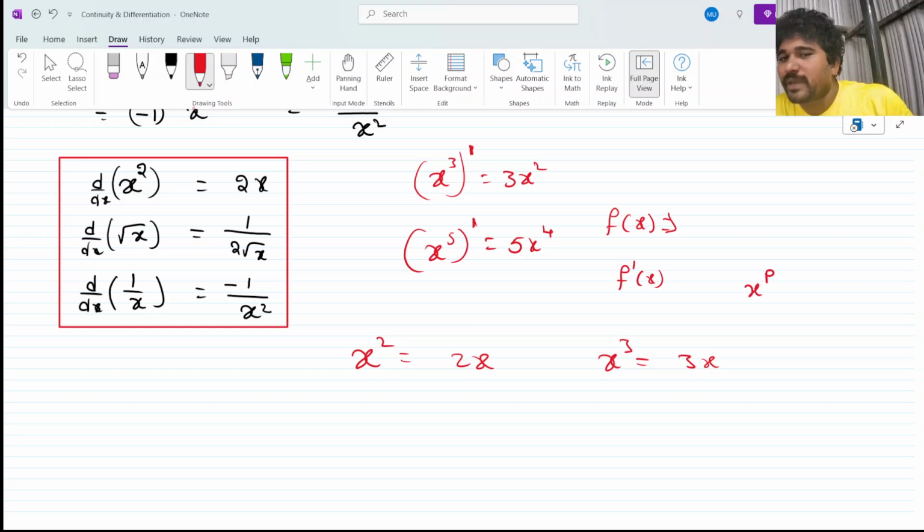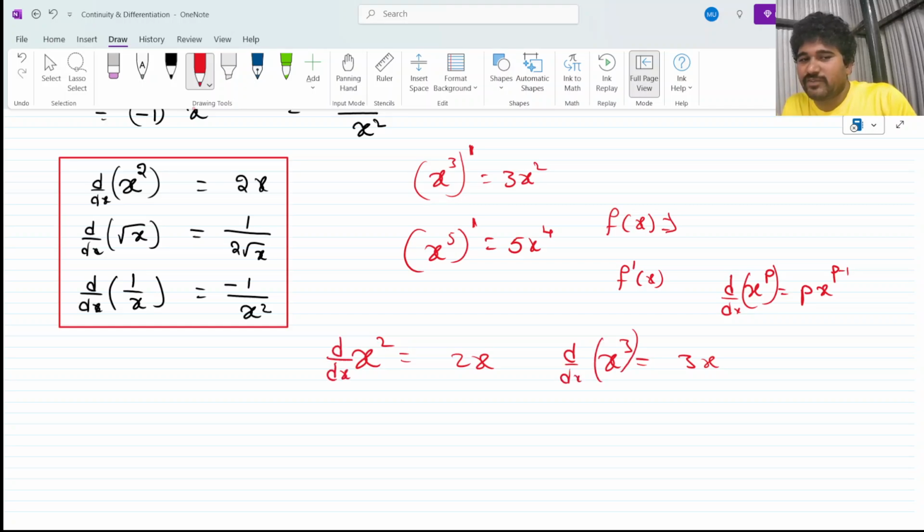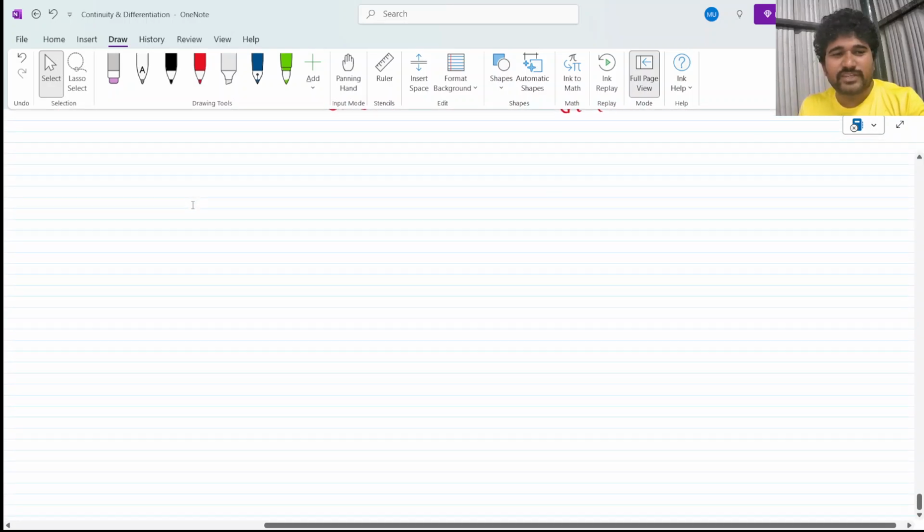Very good. x power p: p x power p minus 1. Differentiation of x power p. Differentiation of x power 3. If I write like this, it is mathematically wrong. I wrote x square equal to x, that is wrong. I should indicate properly: d by dx of x square is 2x. Are you clear with this? Yes or no? Understand? For example, there is a situation for you like this.